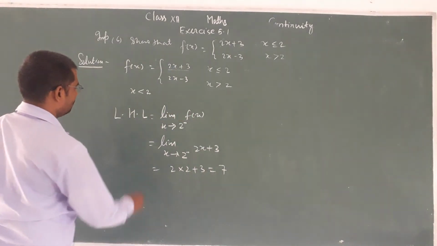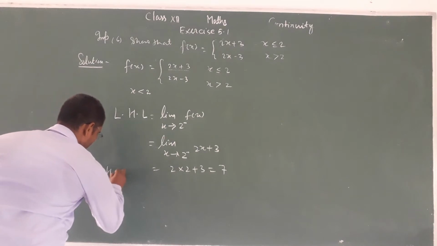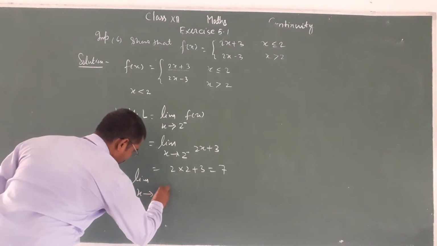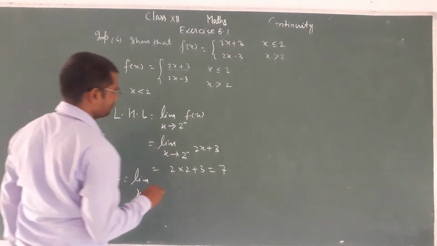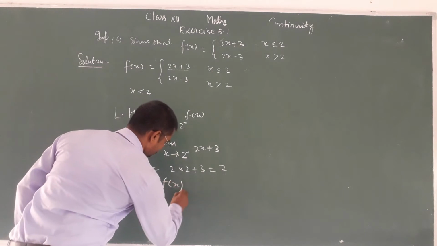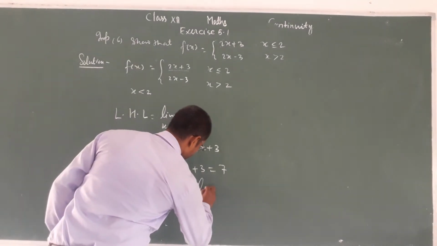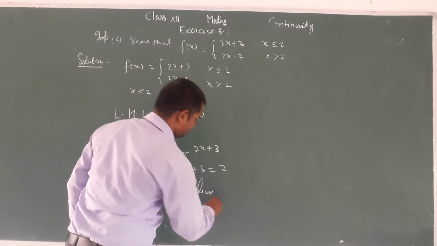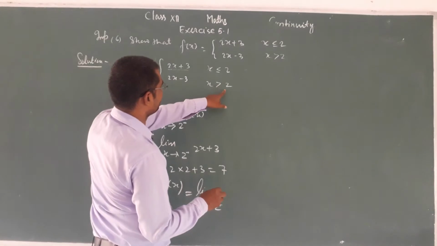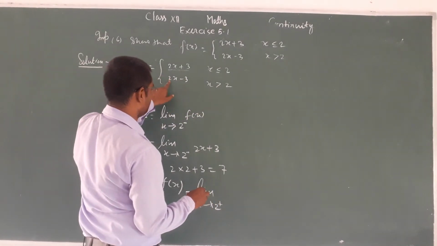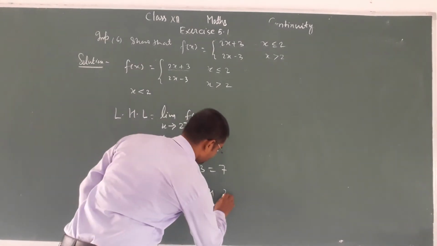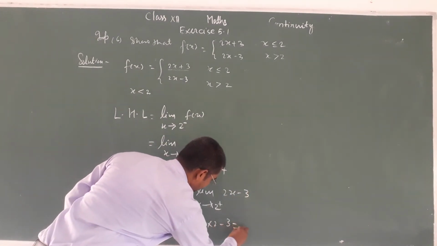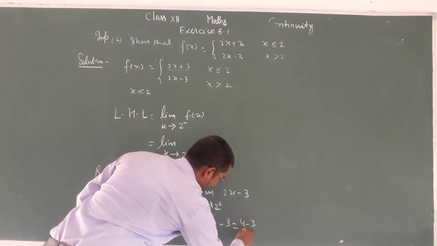And also the right hand limit, x tends to 2 positive. For x greater than 2, the function is 2x minus 3, so 2 into 2 minus 3 is equal to 4 minus 3, which is equal to 1.